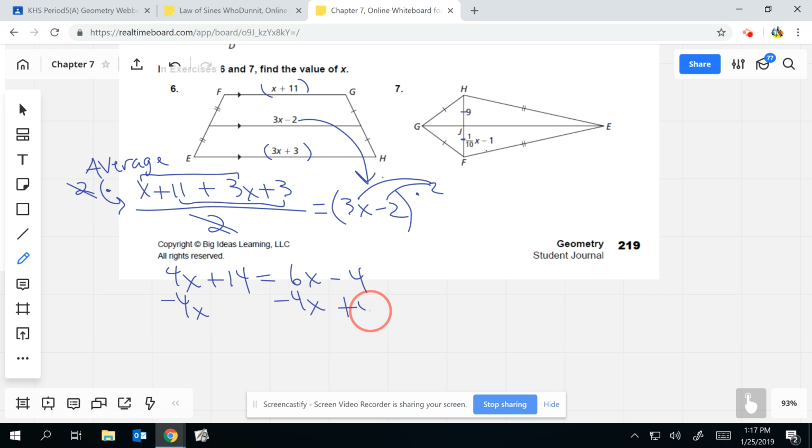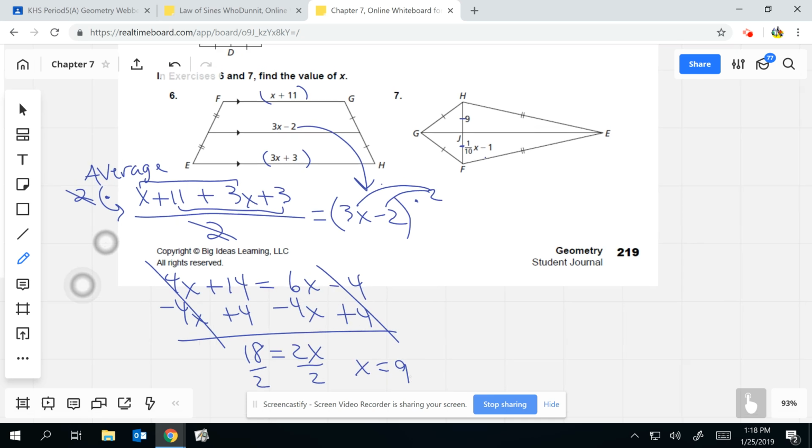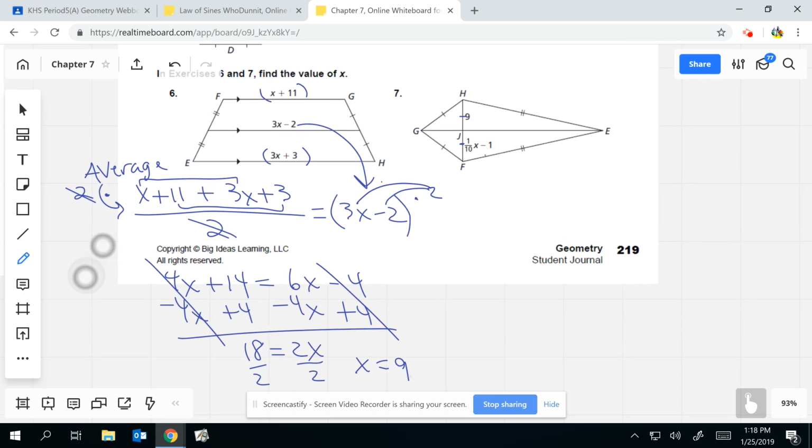6x minus 4. So I would just subtract 4x and add 4 to both sides. That way my 4x's will cancel and my 4's will cancel. I'll have 18 equals 2x. When I divide by 2, I'm going to get 9 for x. And it's telling me just to find the value of x, so that would be all I need.